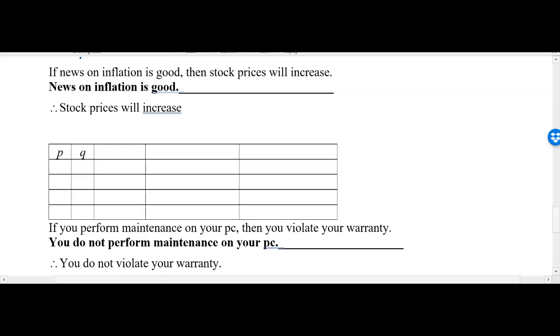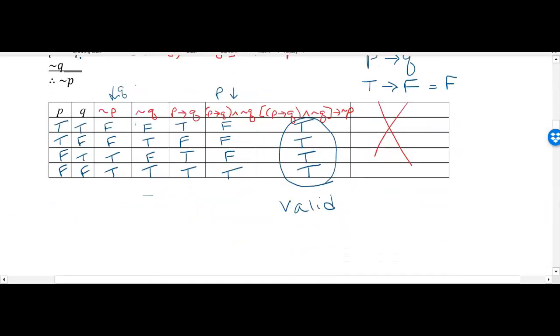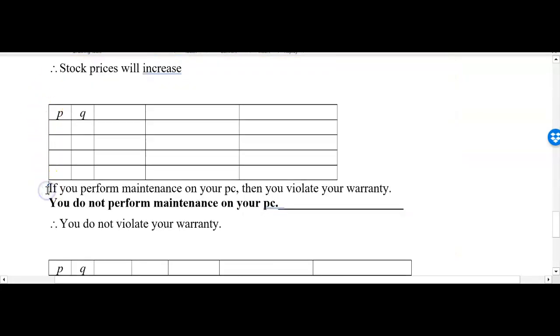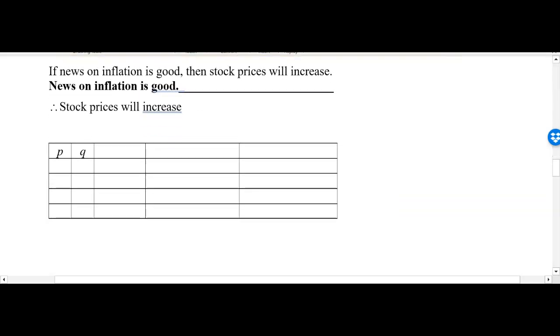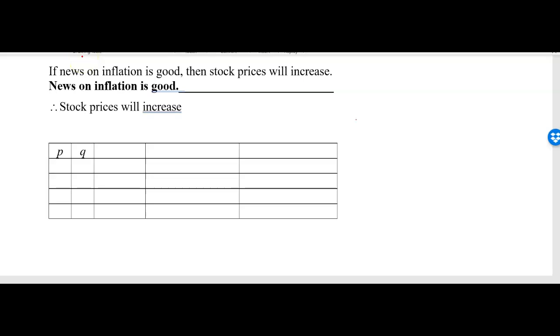Okay, here we have, and let me see if I can, oops, nope. All right, let me go back down here. And I want to move this one down a little bit because that's too far up. Okay, let's start with this one. If news on inflation is good, then stock prices will increase. News on inflation is good, therefore stock prices will increase.